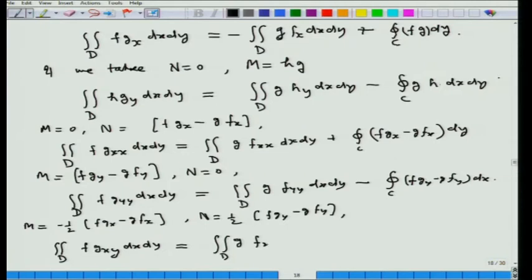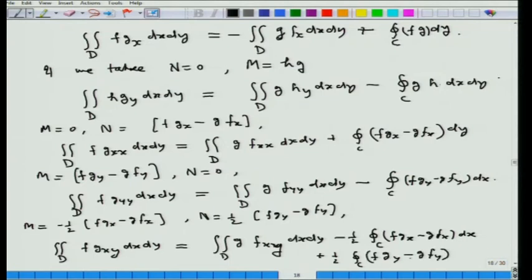So, g f_x y dx dy plus the minus 1 by 2 c f g_x minus g f_x dx and plus half f g_y minus g f_y dy here. So, like this, all this here we have now.